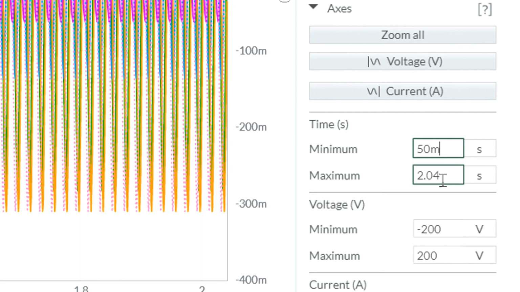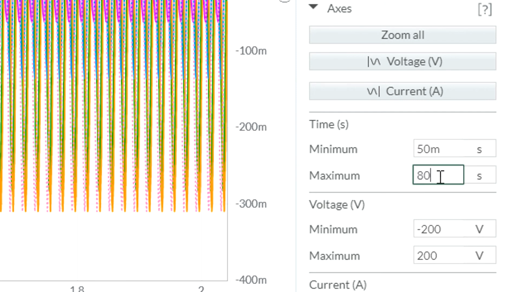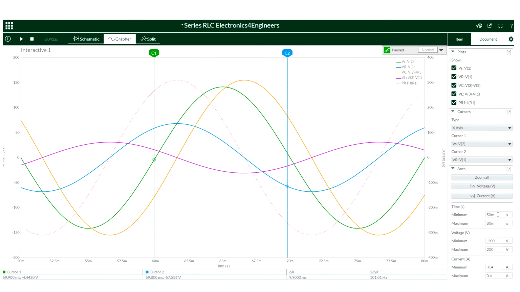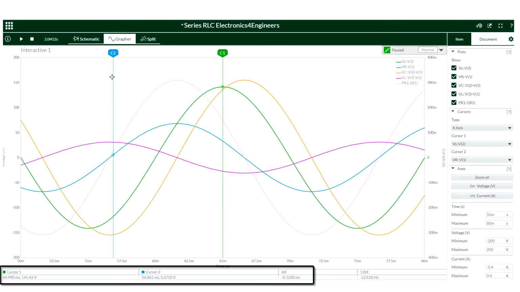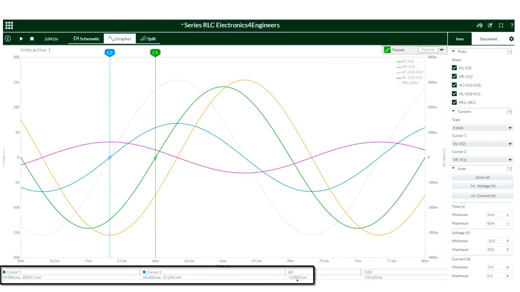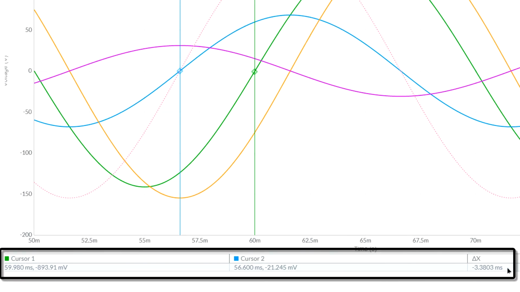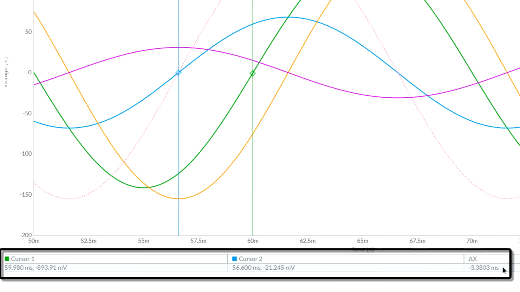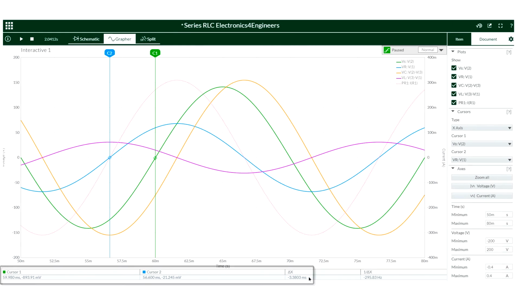So I'm going to put between 50 milliseconds and 80 milliseconds to see one cycle. I've got x-axis cursors. The blue voltage is the resistor value and the green voltage is for the supply. So the resistor voltage is leading the supply voltage, as we thought it would. And down the bottom we're trying to get both voltages where they cross the x-axis, where they're 0. Then we're looking at the time difference between them, which is minus 3.3803 milliseconds, or minus 3.38 milliseconds. And we're going to use this to find out what that phase difference is.